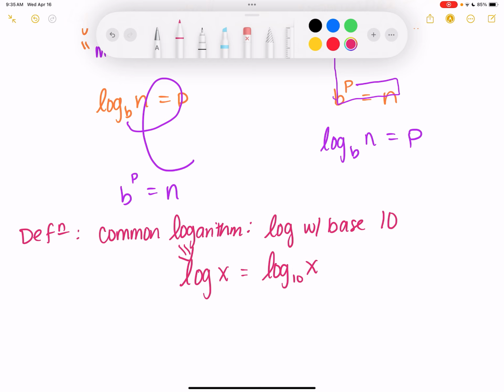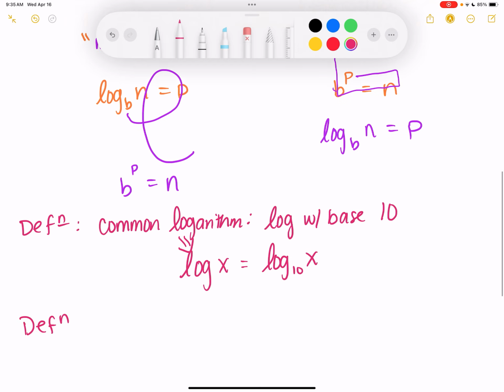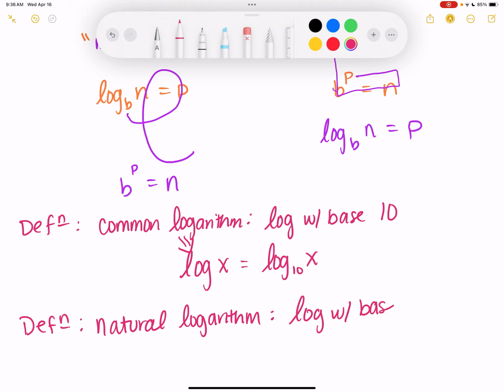Now, there's another definition, because we can have multiple in math. The natural log. A natural logarithm is a log with base, anybody know? 5. Nope. 2. Dang. 1. E. What we did yesterday. 2.71.